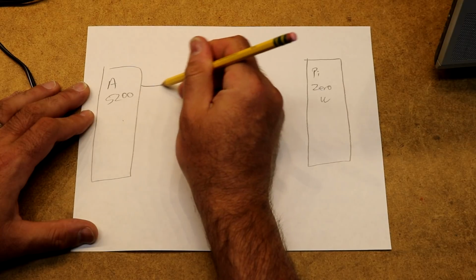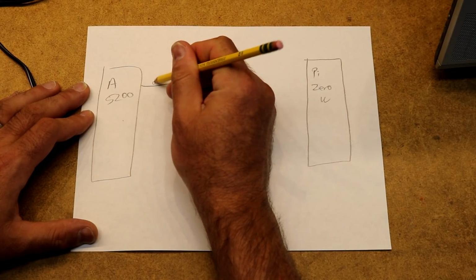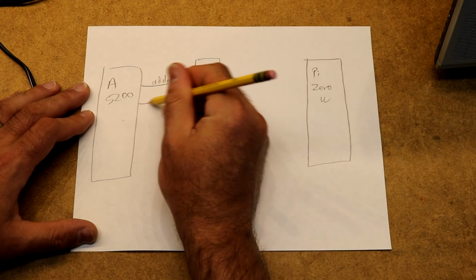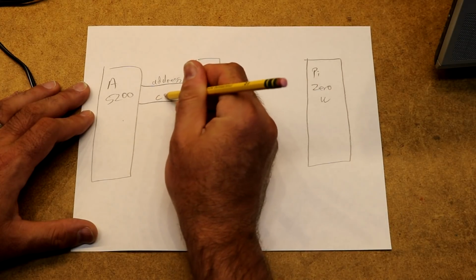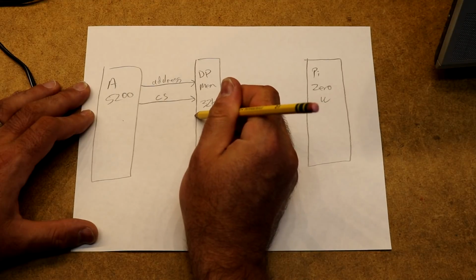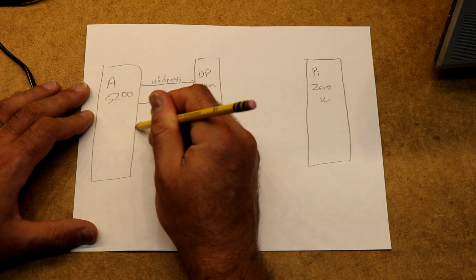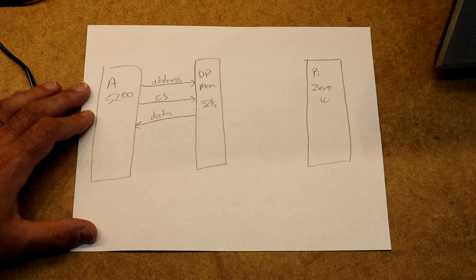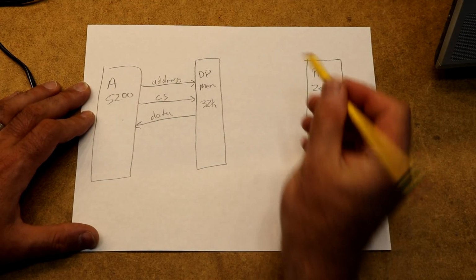Now, to access this dual-ported memory from the Atari 5200 is pretty simple. We've got address bus, we've got chip select, and then back is going to be the data bus. That's just a simple standard memory addressing. From the 0W, it's going to be a little more complicated.